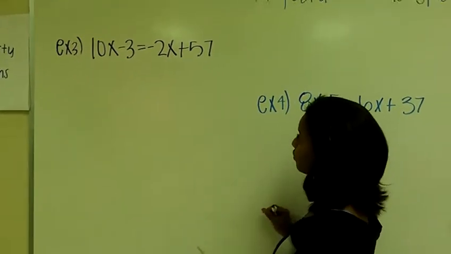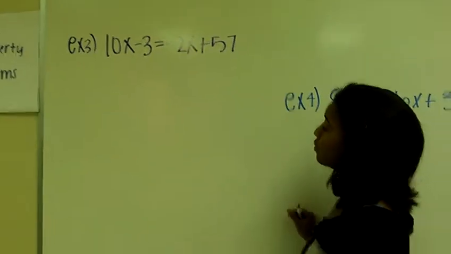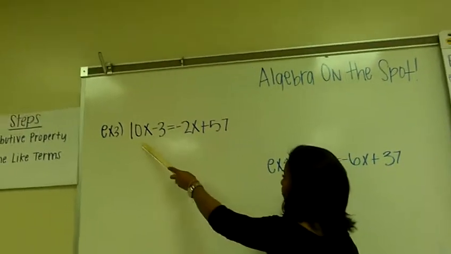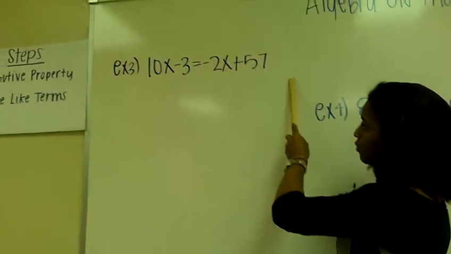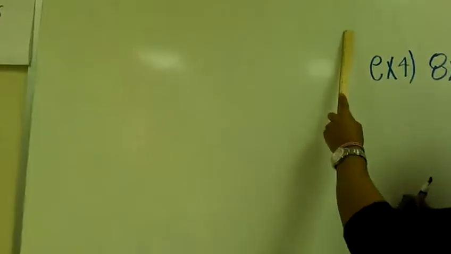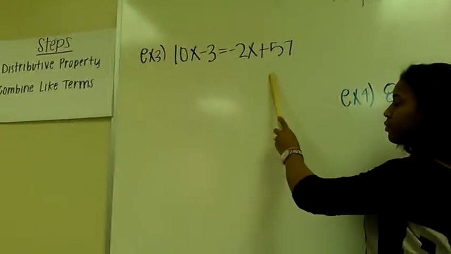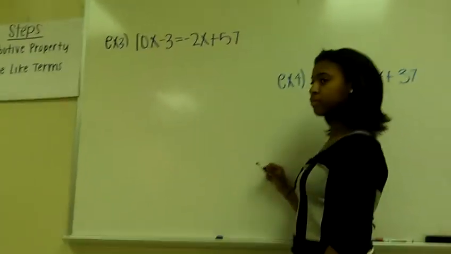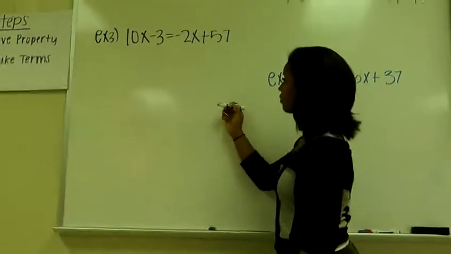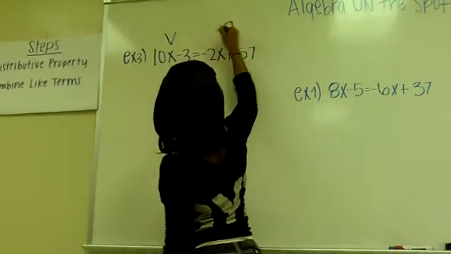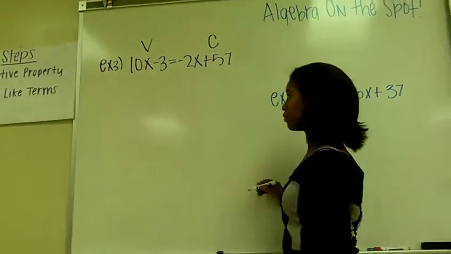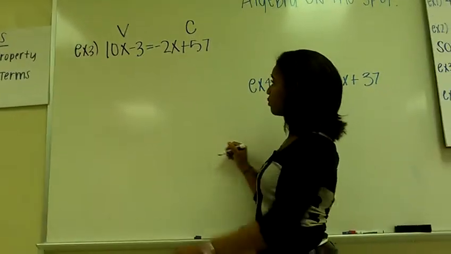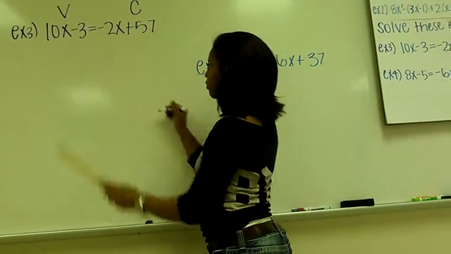Okay, in our first, example 3. With an equation, we have two sides of an equation. We have a left side and a right side. We are going to collect all of our variables on the left side and all of our constant terms on the right side. So, Bree put a V and a C. She'll draw a vertical line through her equal sign.